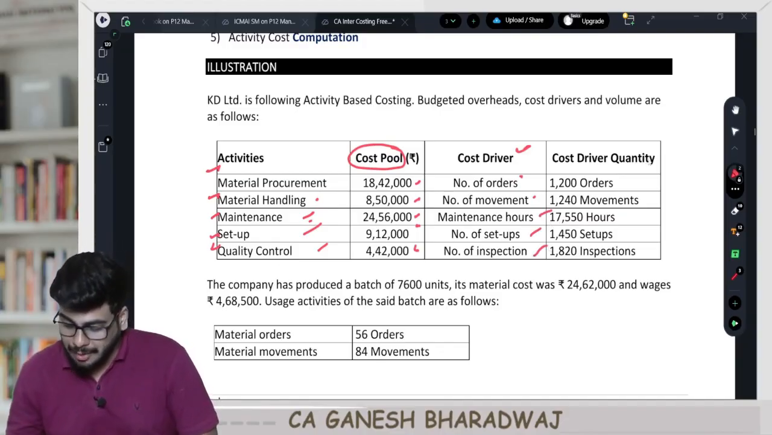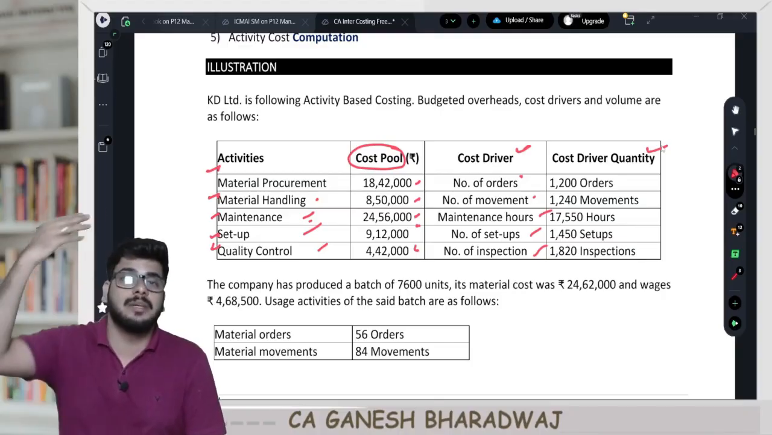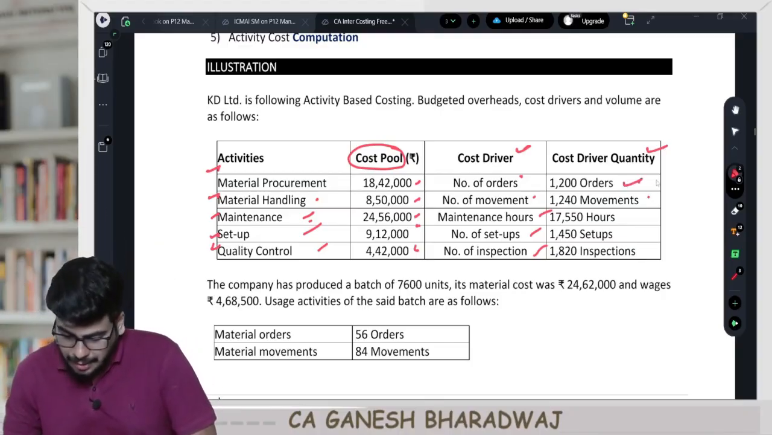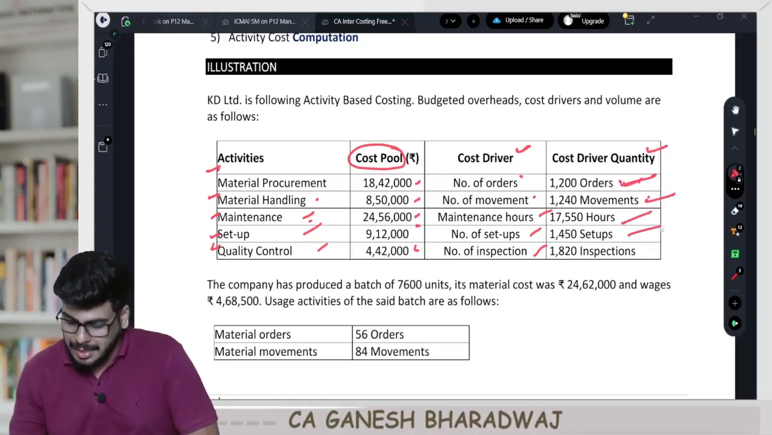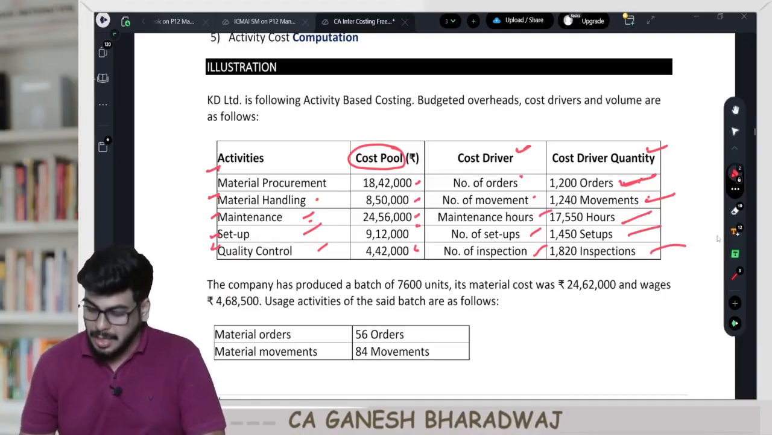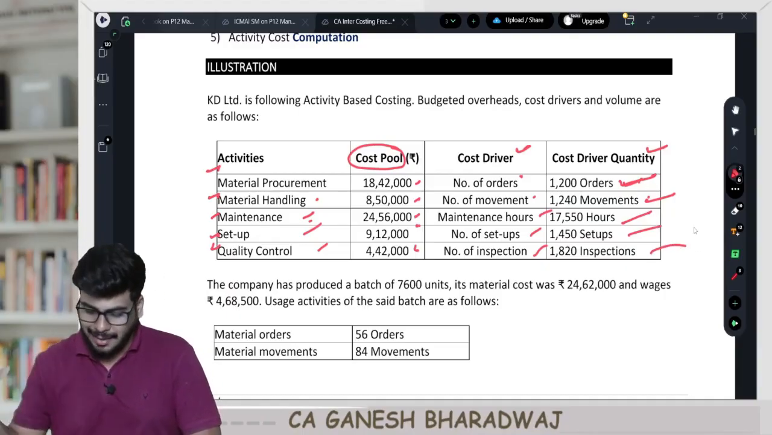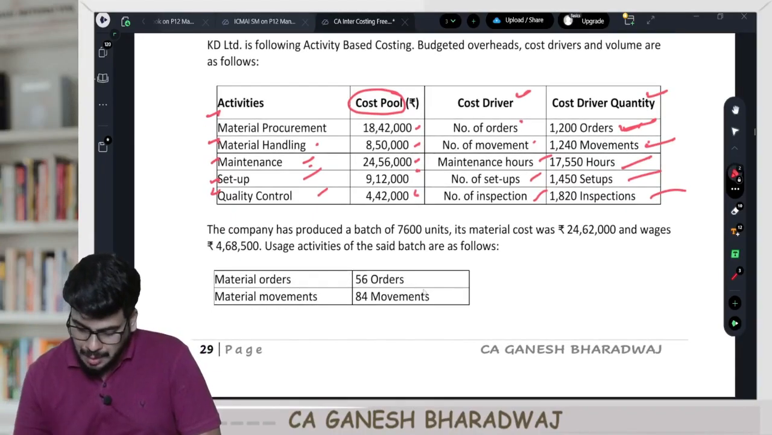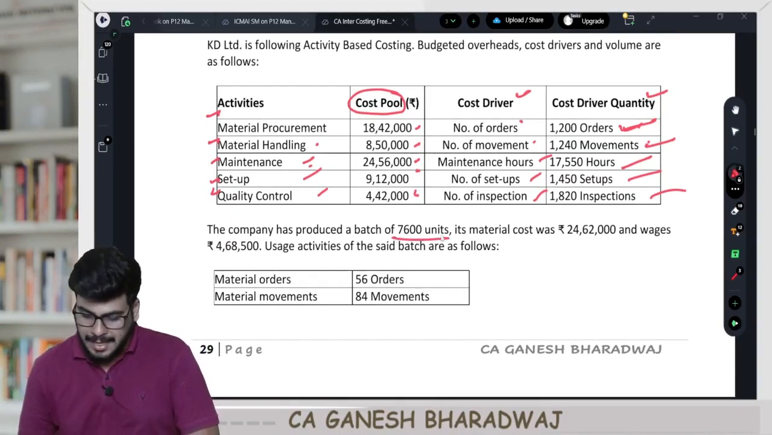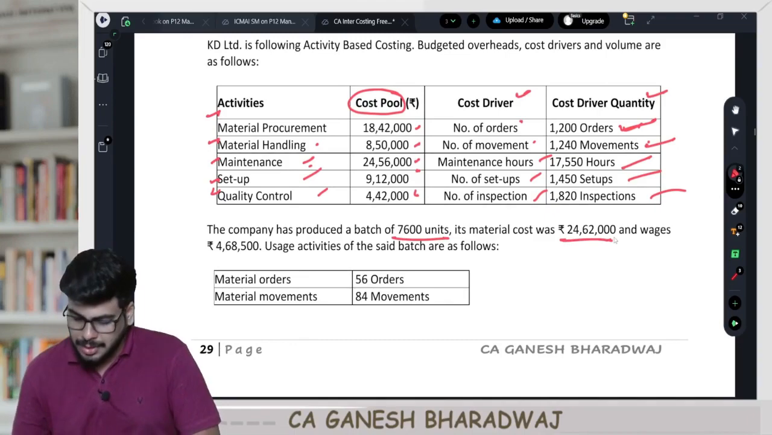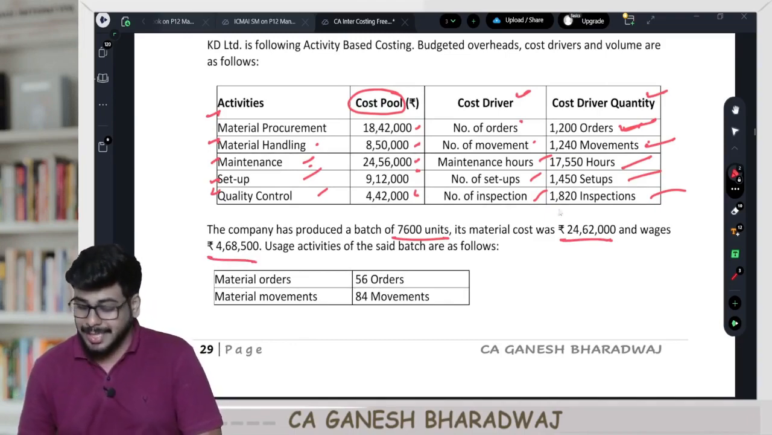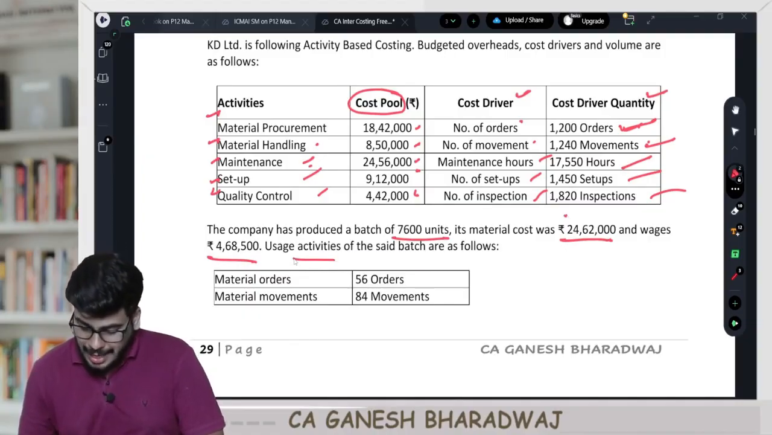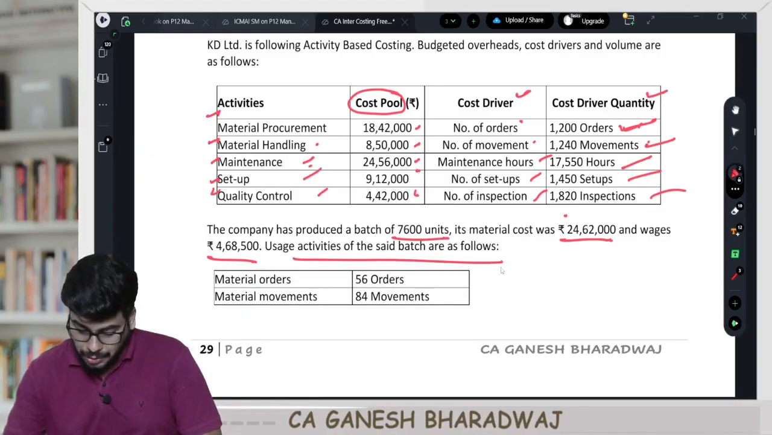Clear with this? Now they have also given the cost driver quantity. This is nothing but the base quantity. The values are given. In total, in this particular year, 1200 orders were there, 1240 movements were there, 17550 maintenance hours, 1450 setups, and 1820 inspections were there. Clear with this, guys? These are all given. The company has produced a batch of 7600 units. Its material cost was 24,62,000 and wages were 4,68,500. Right? The prime cost components are given. Usage activities of the said batch are as follows.